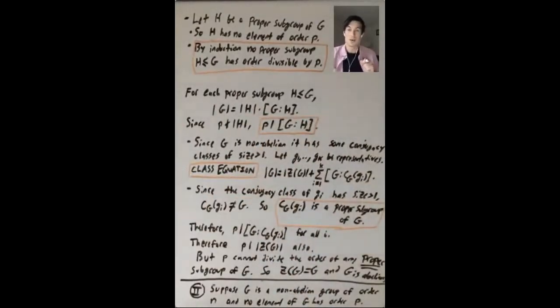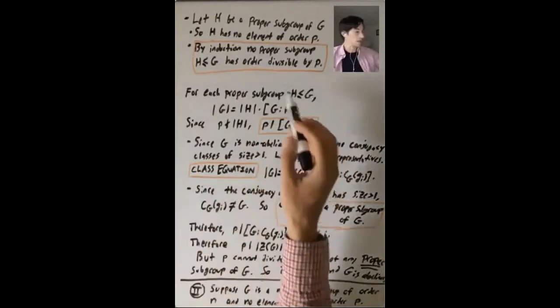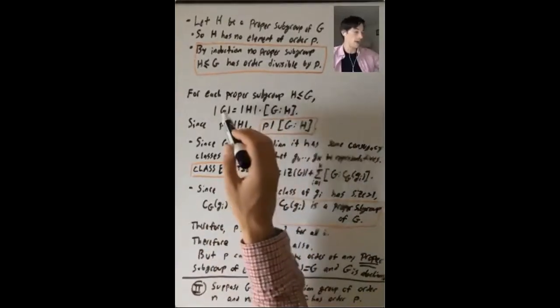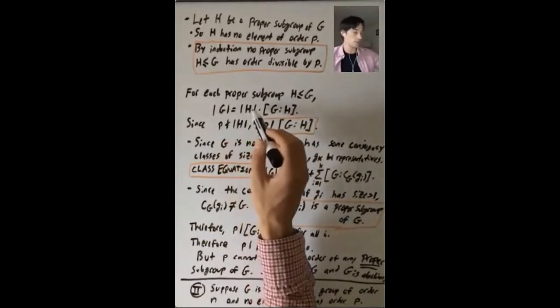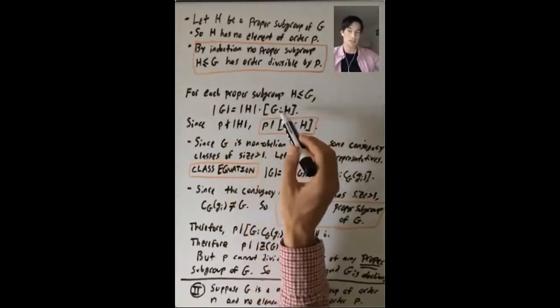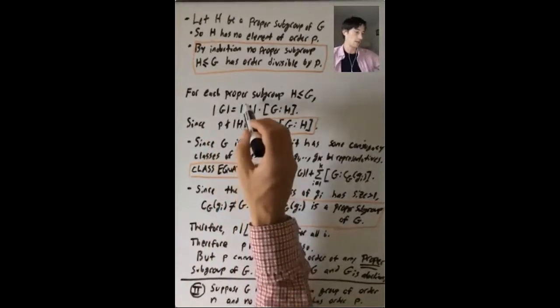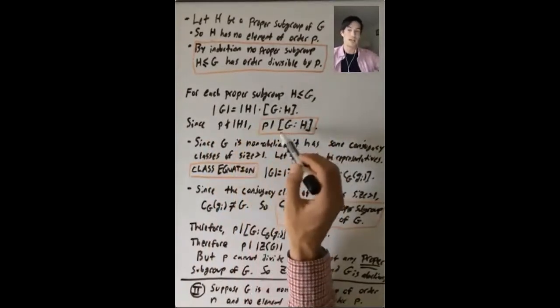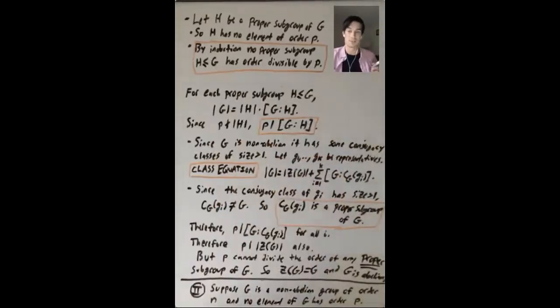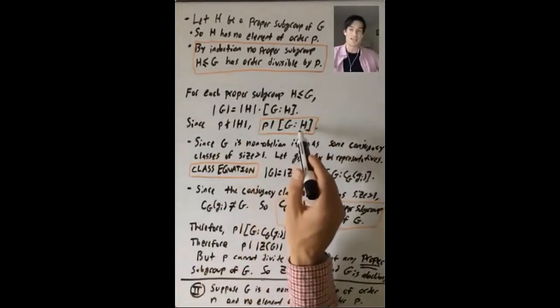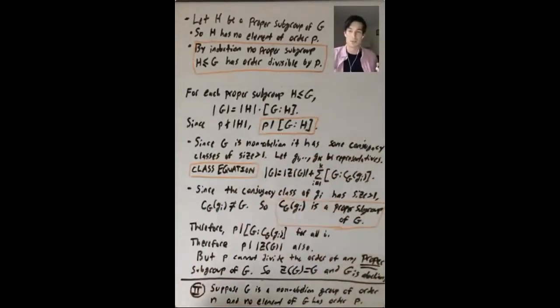If P doesn't divide the order of H, because for every proper subgroup H, we have the size of G is equal to the size of H times the index of H in G, P divides the left-hand side. So if P doesn't divide this first term, it has to divide the index of H in G. Okay, so that's the first really big idea that goes into this argument, is showing that P has to divide the index of any proper subgroup. And that very much uses the induction hypothesis.